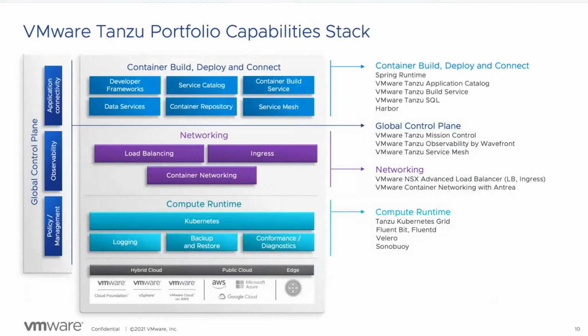You can think of our portfolio in a few different buckets. There's the build bucket, which has our Spring runtime, as well as the Tanzu application catalog, formerly Bitnami. The Tanzu build service, which allows your developers to push code without having to worry about containerizing it or including the applicable libraries. Build service will pull all that in for you. As well as Harbor, our source code repository. We'll be looking at Harbor in this workshop.